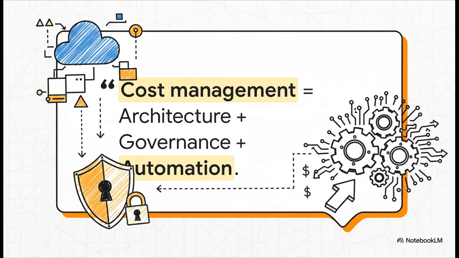So, if you take away just one single thing from this entire explainer, please let it be this. True, sustainable cost management isn't just one thing. It's a combination of smart architecture, clear governance policies, and intelligent automation. Get those three pillars right, and you are well on your way to a cost-efficient platform.